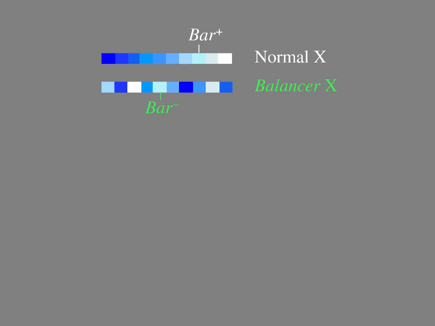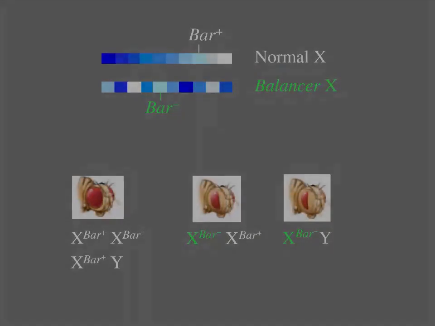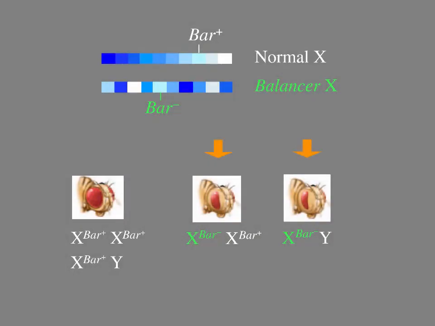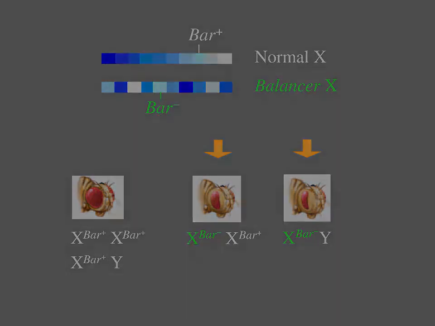Muller's experiments involved an X chromosome balancer with a dominant mutation in a gene called BAR. Flies with the BAR mutation have bar-shaped eyes instead of normal round ones. BAR eyes are thus an outward signal that the fly has the balancer X chromosome.